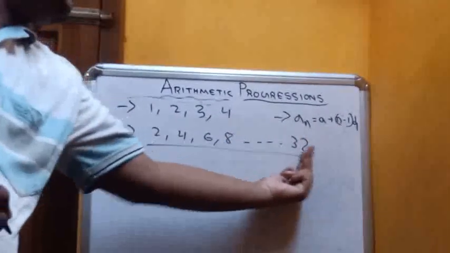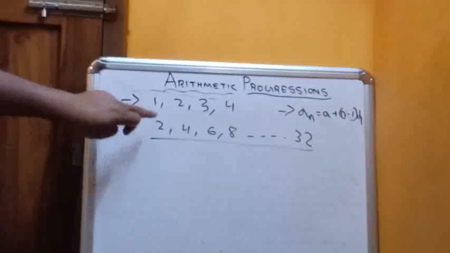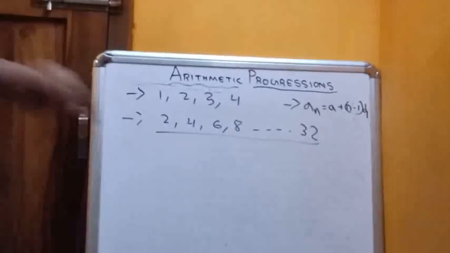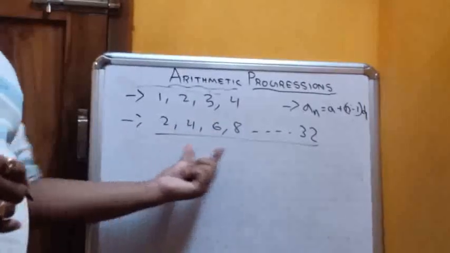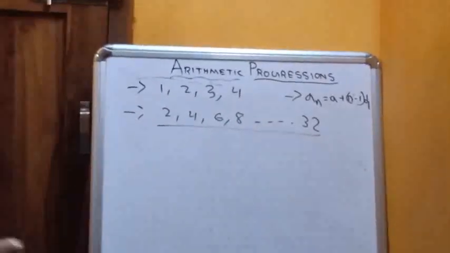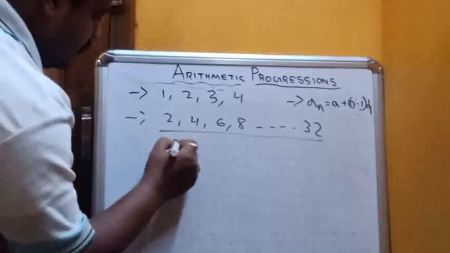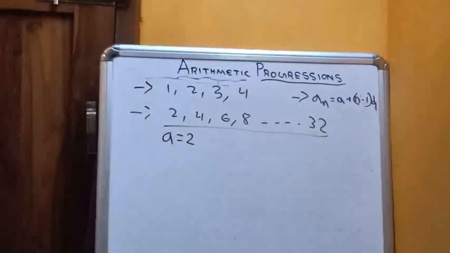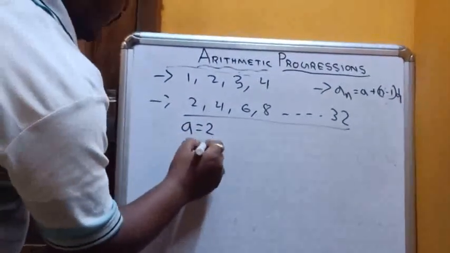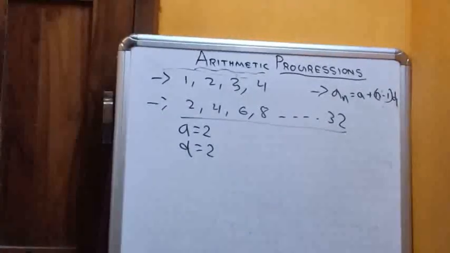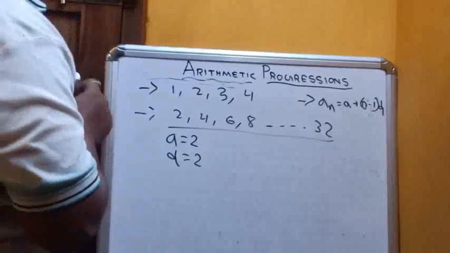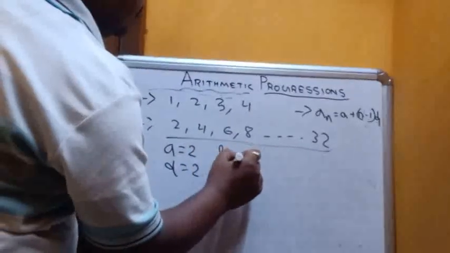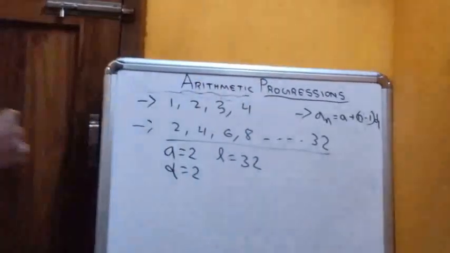I told you already this is an arithmetic progression, so no need to check whether all the differences are the same. You just write the first term: a = 2. d equals how much? 4 minus 2 equals 2. At the end, what is given? 32. So l = 32.